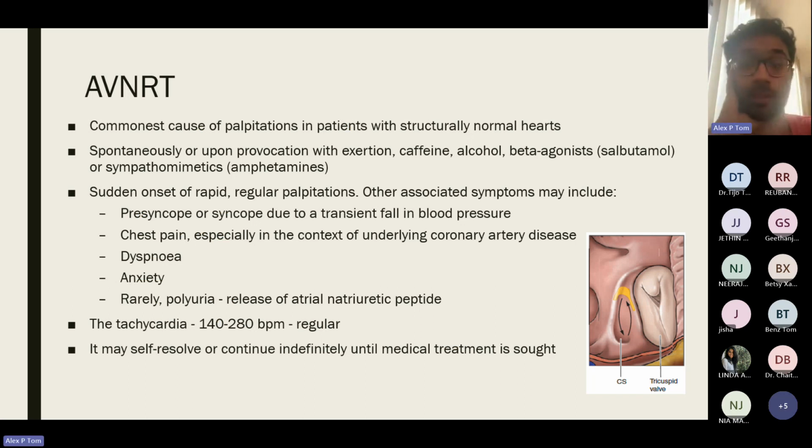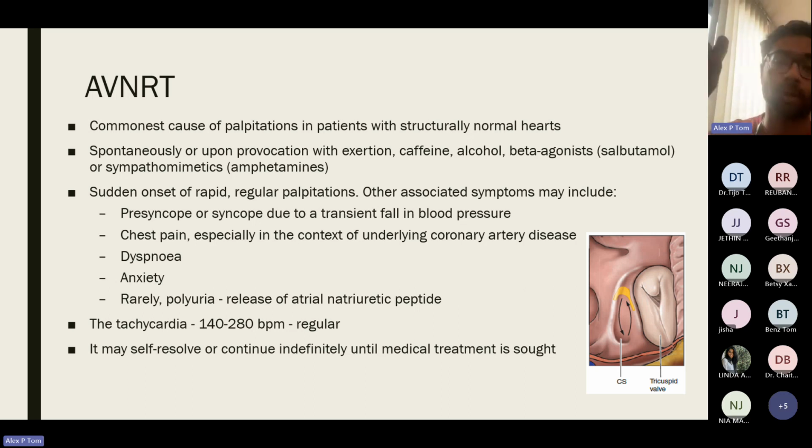AV nodal reentrant tachycardia. So here what happens is there is some tissue. So this yellow bit here is the AV node, and just around it, some tissue can cause some re-entry circuits basically, and one will develop a fast and a slow conducting channel, and that can cause re-entry circuits through the AV node, and that will cause AV nodal reentrant tachycardia.